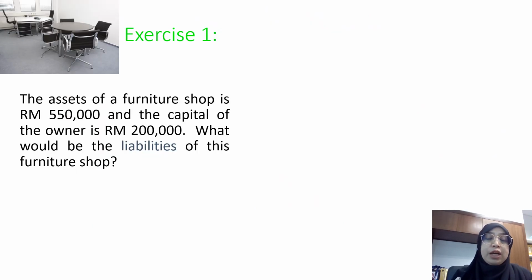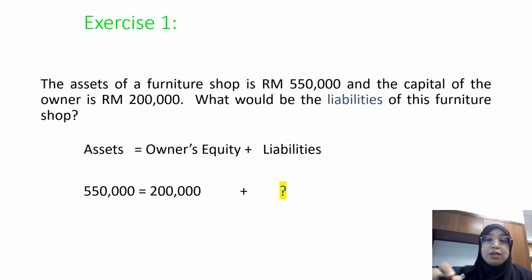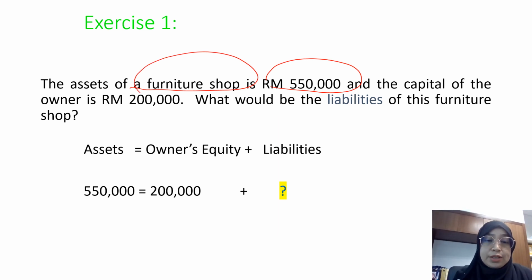Okay, now let's look at the first exercise. The assets of a furniture shop is 550,000 and the capital of the owner is 200,000. What would be the liabilities of this furniture shop? Okay, so based on our accounting equation, we calculate liabilities. Alright, based on the basic equation just now, assets equals owner's equity plus liabilities. So assets 550,000. Okay, this is your assets, your furniture. Furniture is an example of your assets.